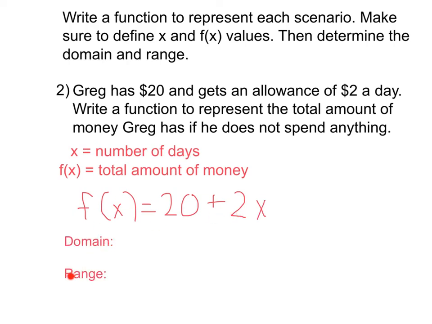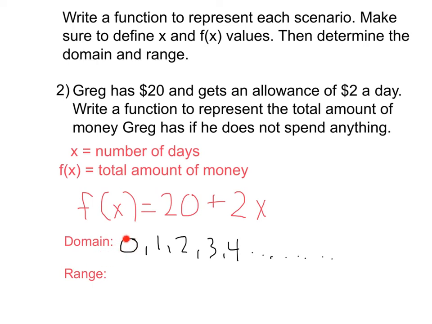So let's take a look at our domain and range. What possible x value, number of days, works with this situation? Well, again, we can't have a negative number of days, so our domain is going to start at 0. We can have 0 days, 1 day, 2, 3, 4, and we'll put these dots because we can keep going on for future days.